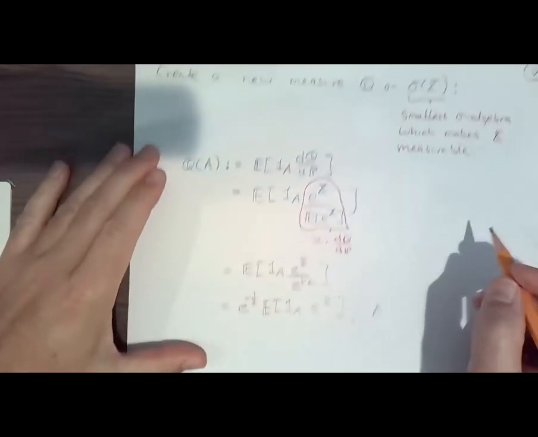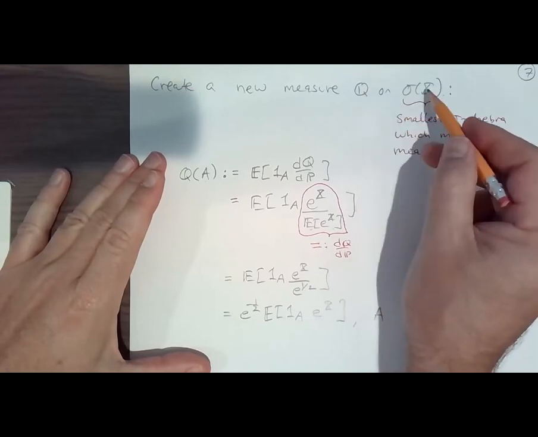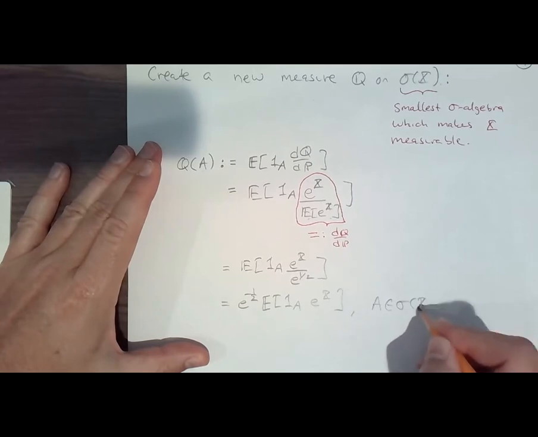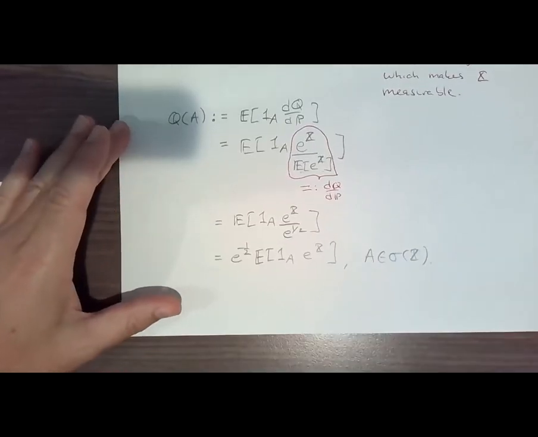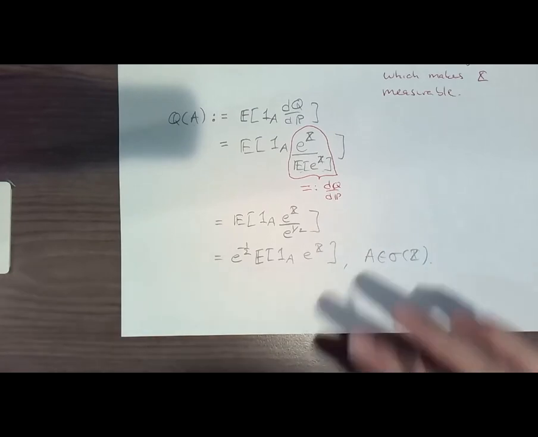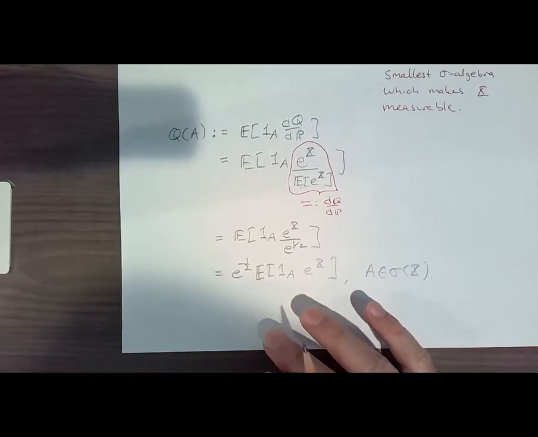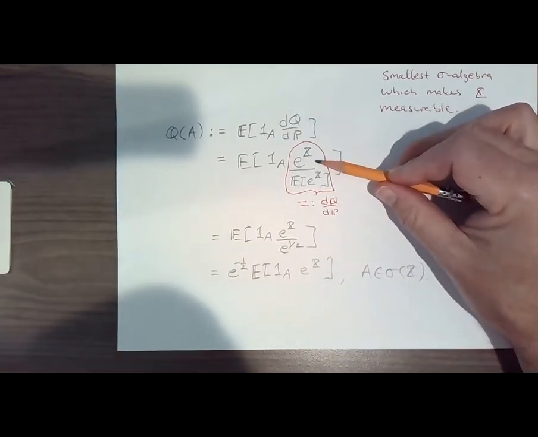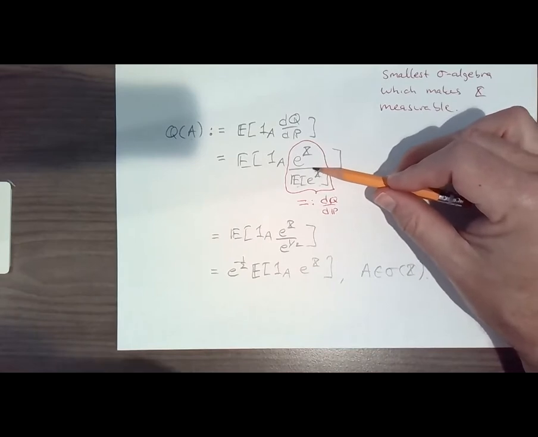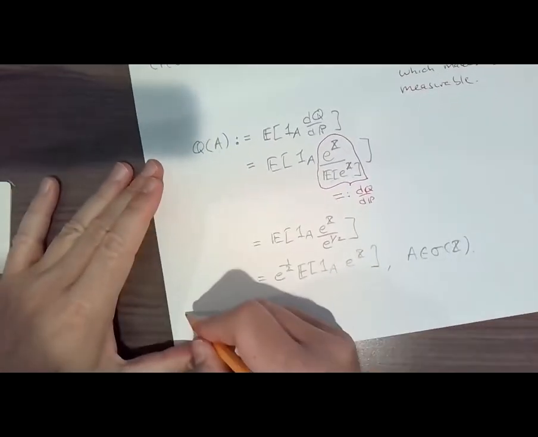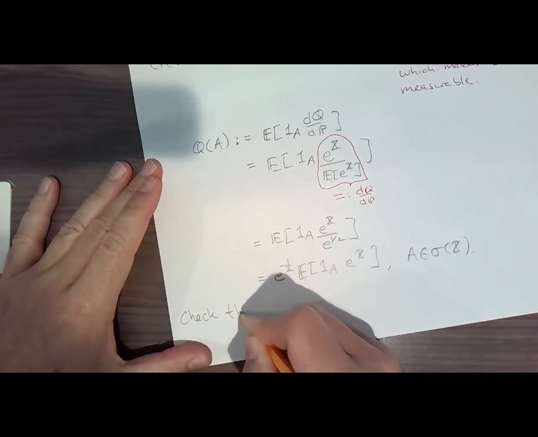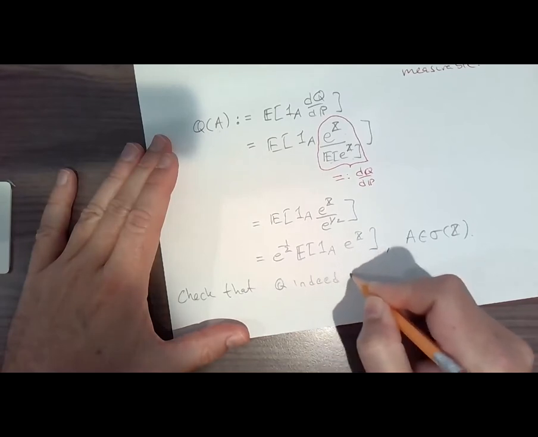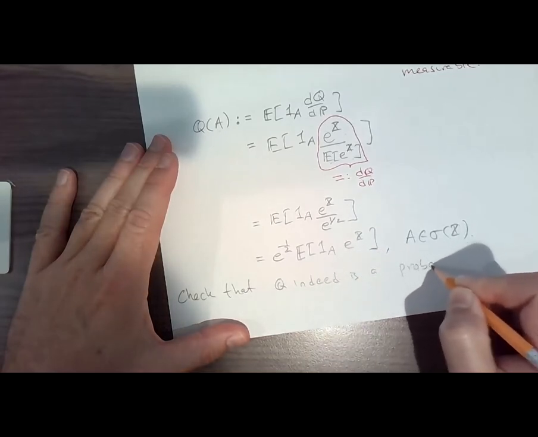This is true for any set A. I want this Q measure to be defined on the sigma algebra, so this is true for any set A that's inside here. So this is an example of a Radon-Nikodym derivative. It is positive and it has expectation equal to 1. What remains to be checked is that Q indeed is a probability measure.